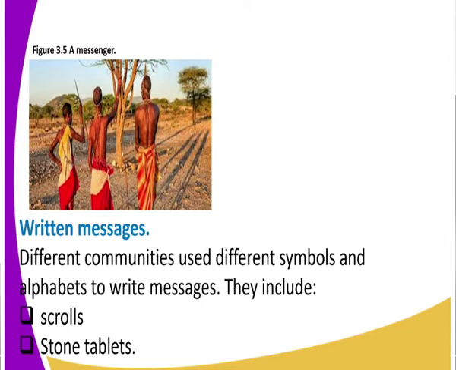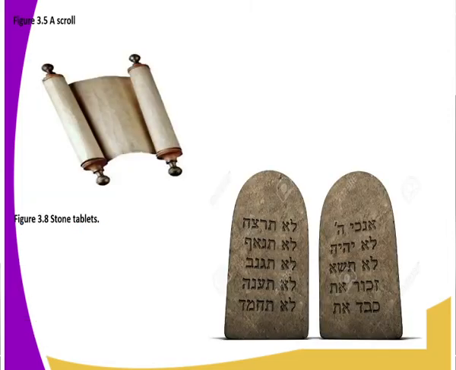And also, we had written messages. Different communities used different symbols and alphabets to write different messages. For example, we had the scrolls, which were scrapped on a piece of folded paper. And also we had stone tablets. Mostly the scrolls and stone tablets were in ancient Egypt, when writing was introduced.